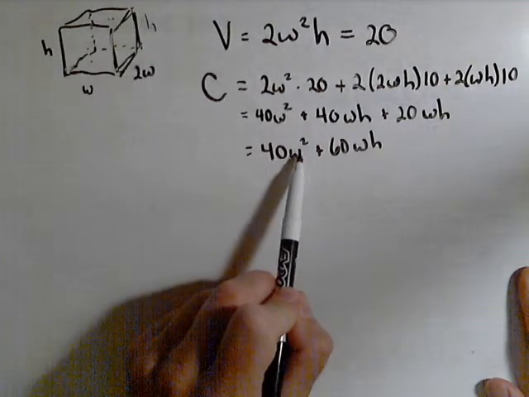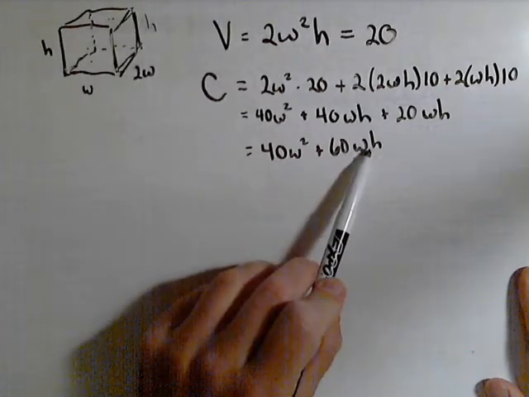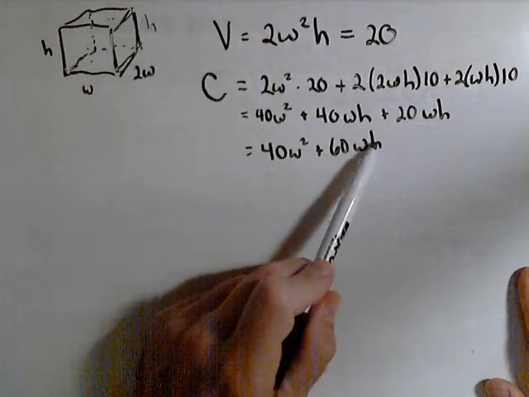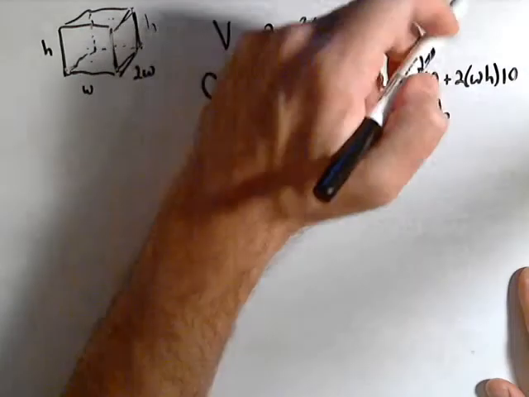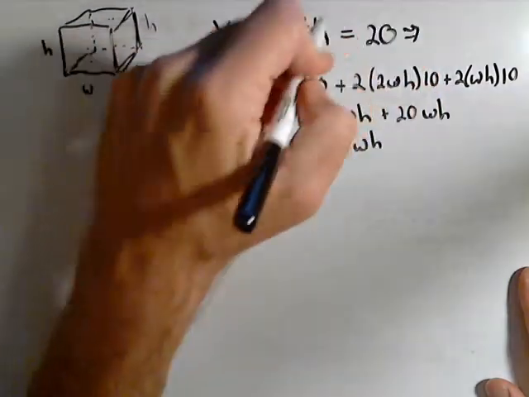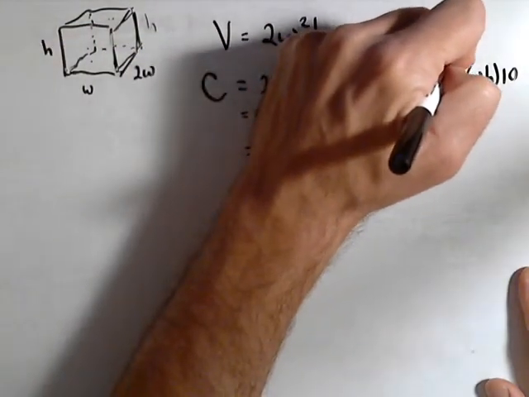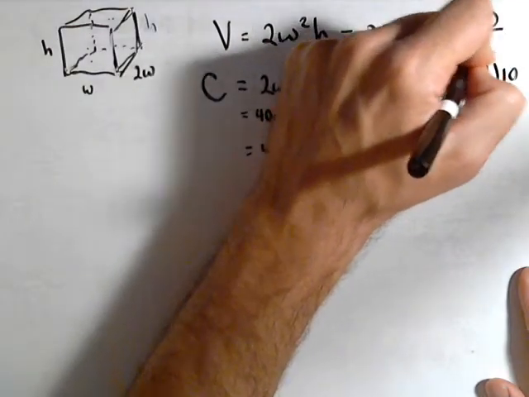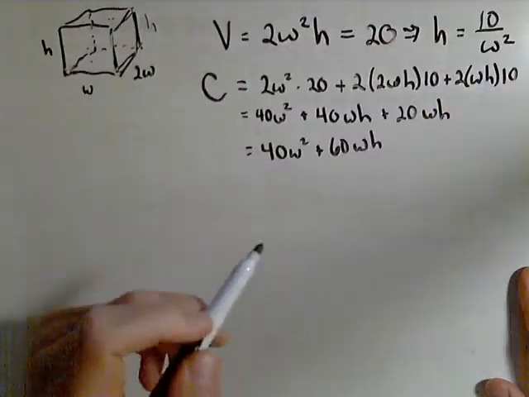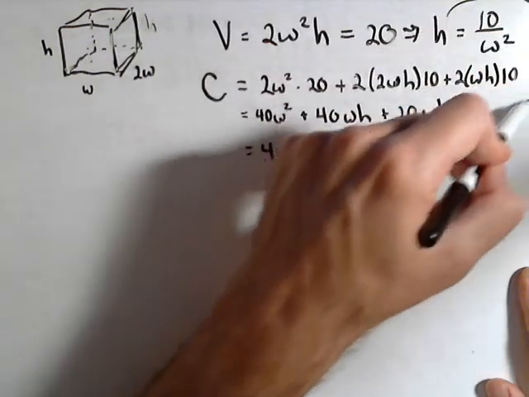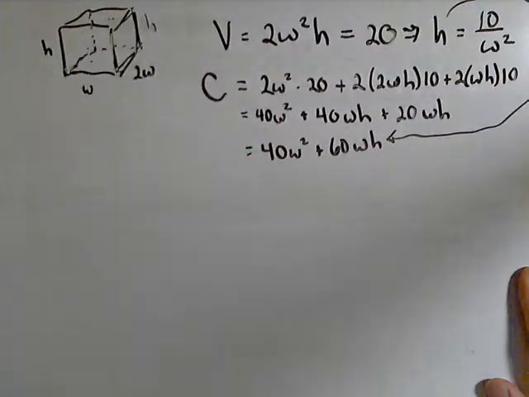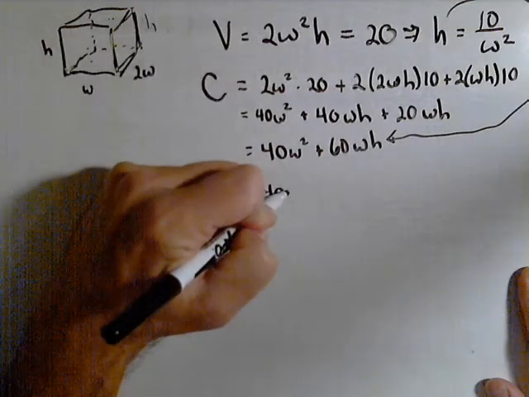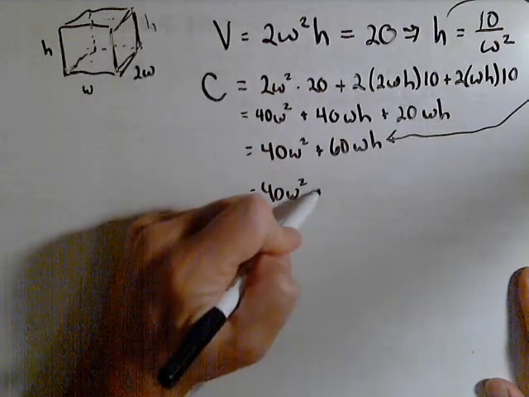Now we have a cost function, but it's in terms of two variables. So what we need to do is get rid of one of them. Probably the easier one to get rid of will be the H. So let's solve this guy for H so we can substitute out. H equals 20 over 2W squared, or just 10 over W squared. And I'm going to take that H and plug it in right there. So I have my cost function. I haven't done any calculus yet. We're just going to do a substitution here.